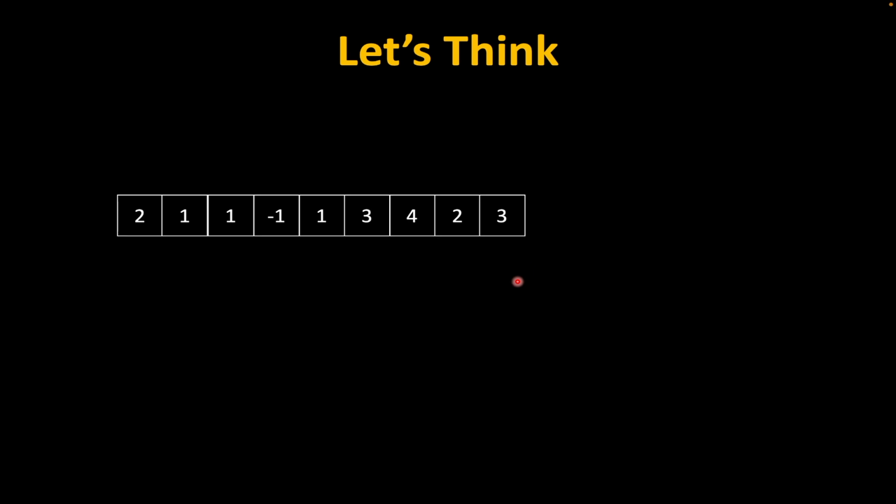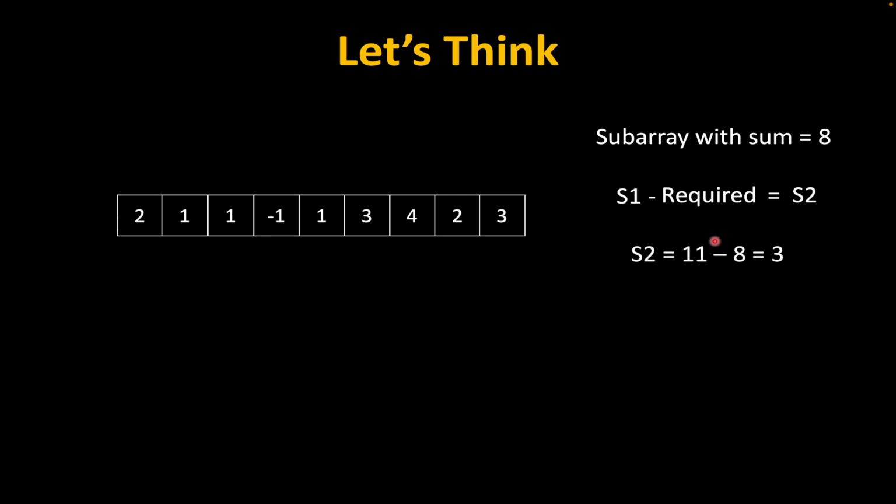Let's see an example. So we have this array. The subarray sum we require here is 8. So S1 minus required is S2. Suppose we are at this index. The S1 for that will be 2 plus 1, 3, minus 1, 2, plus 1, 3, 3 and 4, 11. And the required is 8, so 3. So if a subarray with sum equal to 3 exists before it, then we will get a subarray with sum equal to 8. So this is our S1.